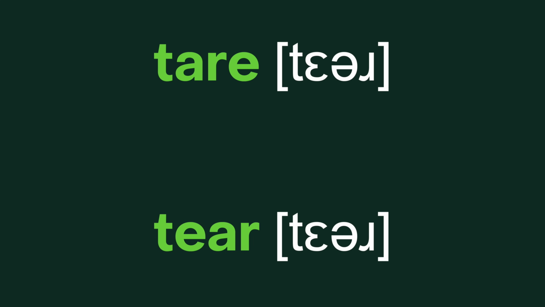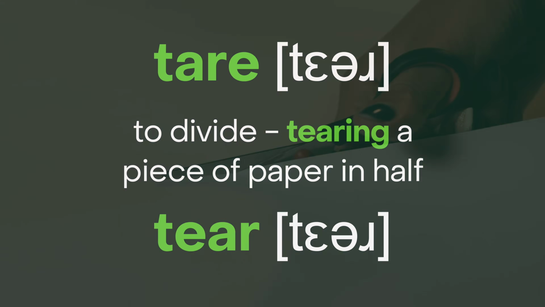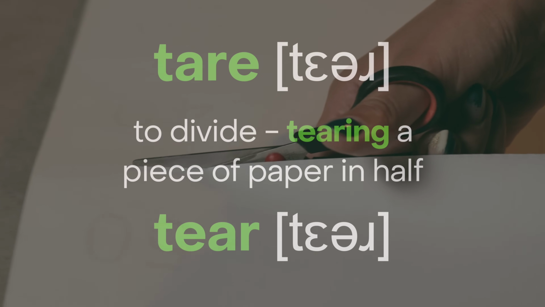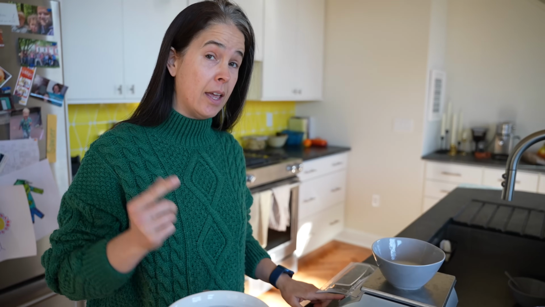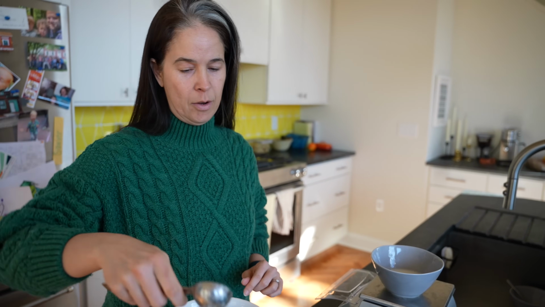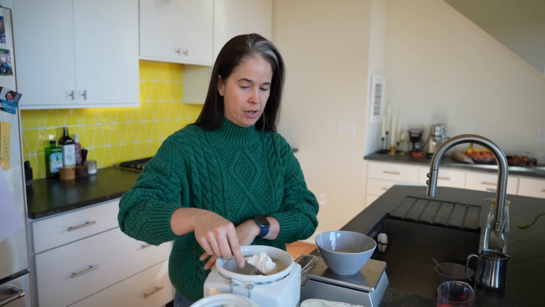This is a verb that means, for example, to divide. I think of tearing a piece of paper in half. But what's weird is T-E-A-R, tare, is also pronounced tear, which would be what comes out of your eyes when you're crying. So tare a scale, tare a piece of paper, and a tear that you cry. I'm gonna tare it again and add 100 grams of flour.